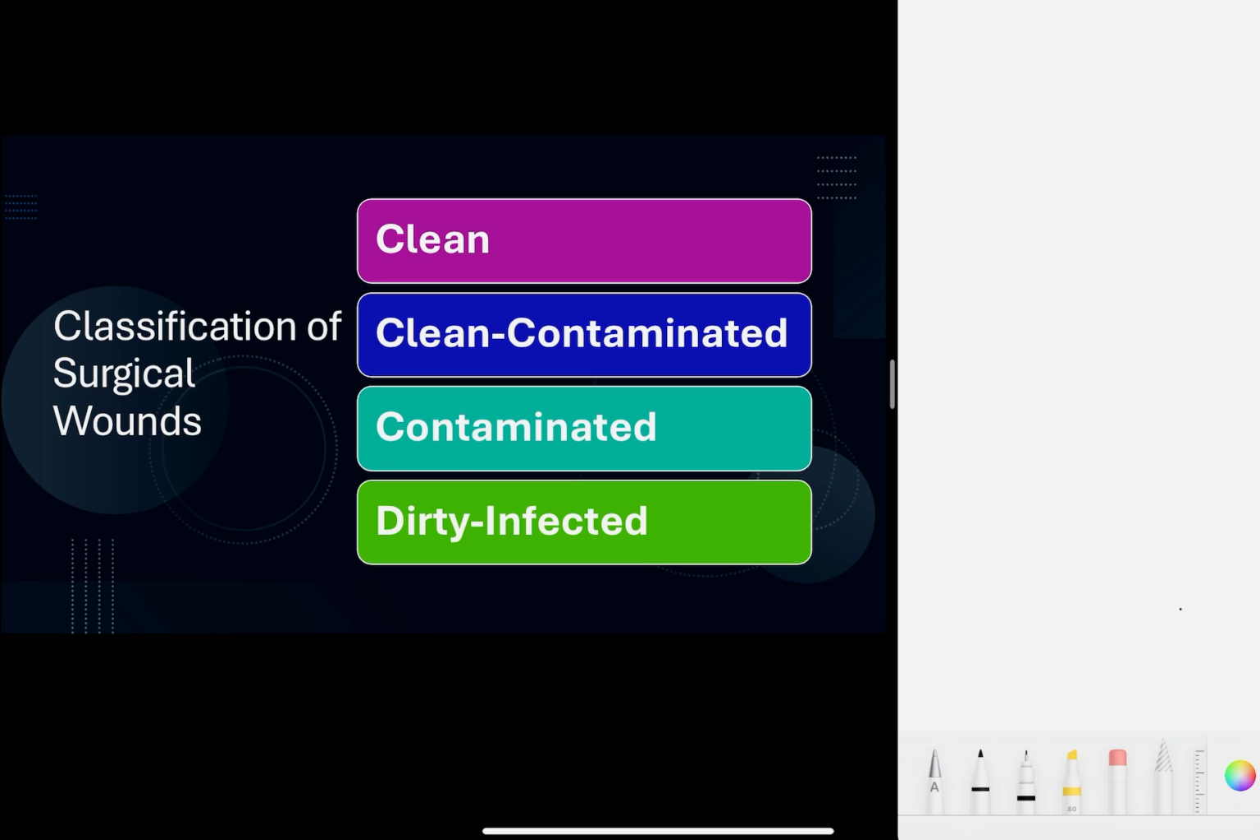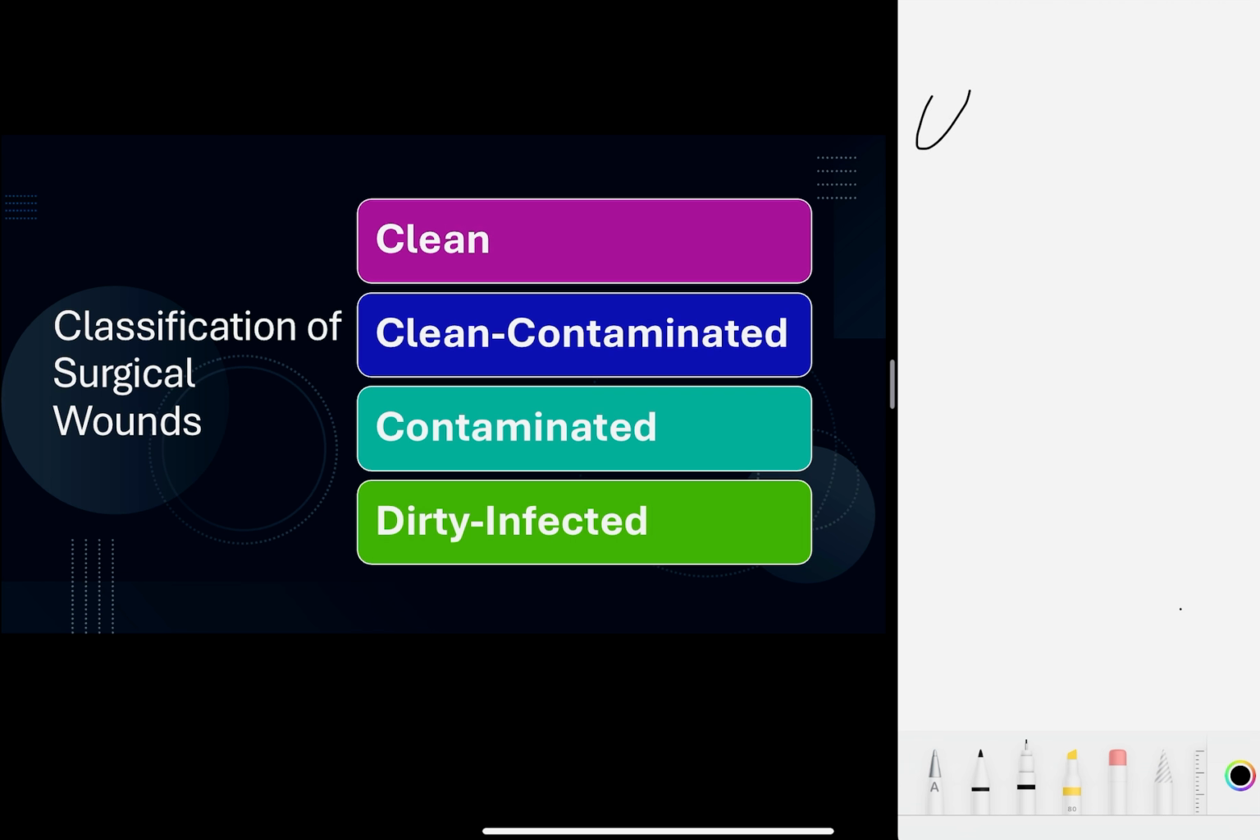So the next one is class 2 clean contaminated wound. The clean contaminated wound is again an operative wound in which the respiratory, alimentary, genital or urinary tracts are entered under controlled conditions and without any unusual contamination. So specifically surgeries involving the biliary tract, appendix, vagina or oropharynx are included in this category.